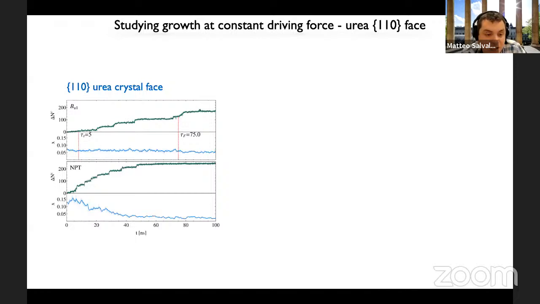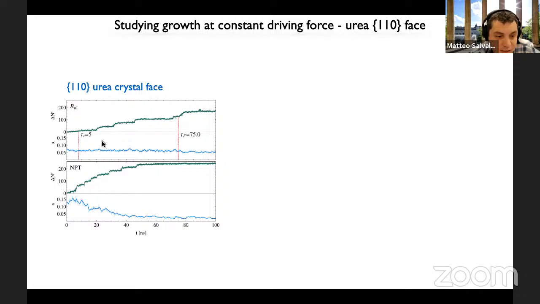For example, we investigated also a second urea crystal surface, which does not grow through a diffusive process, but is characterized by activated events. But in this case, the activated events have a characteristic time which is sufficiently short that we can anyway sample them directly with unbiased dynamics using SimuMD. And we observed that also in this case, we obtain a behavior that is consistent with a steady state out of equilibrium evolution. So in this case, I'm comparing the evolution of the number of crystalline molecules in the case of SimuMD, the top panel here, and in the case of a normal NPT simulation here.